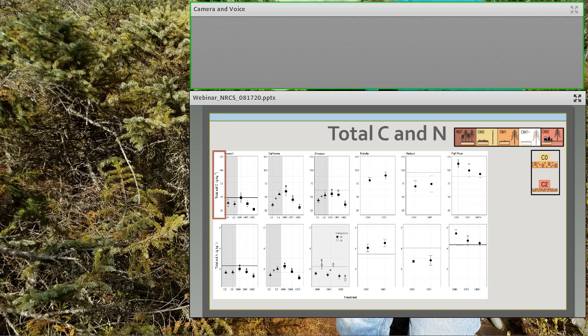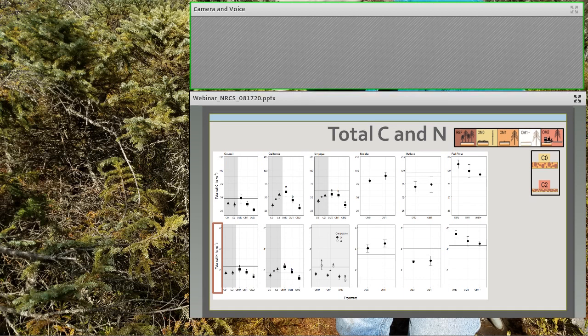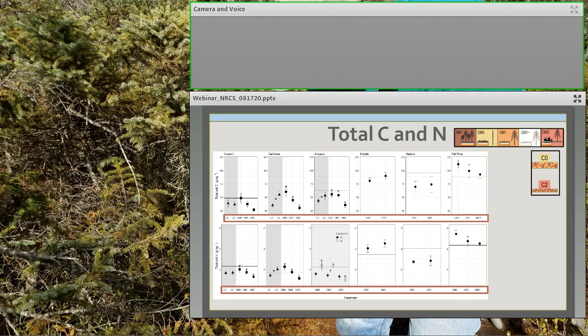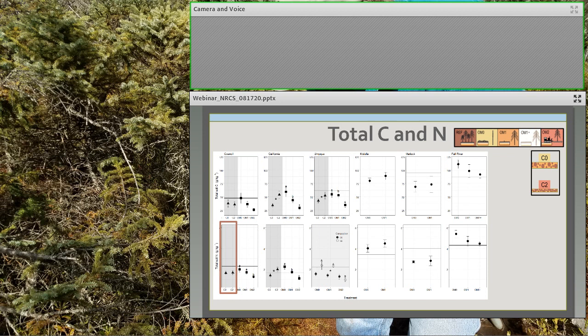On the y-axis, along the top row, we have total soil carbon. And on the bottom, we have total soil nitrogen. Both of these are in grams of carbon or nitrogen per kilogram of dry soil. And along the x-axis, we have treatments. The core sites have compaction treatments, low and high, which are located within the shaded rectangle of each plot. And the organic matter removal treatments, OM0, OM1, and OM2, are in the non-shaded rectangle.